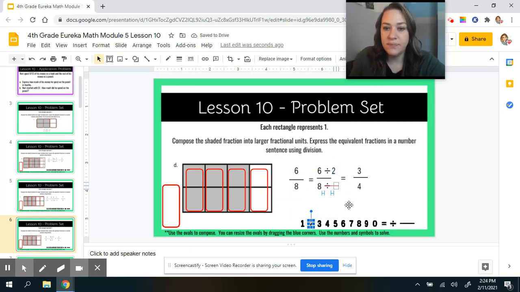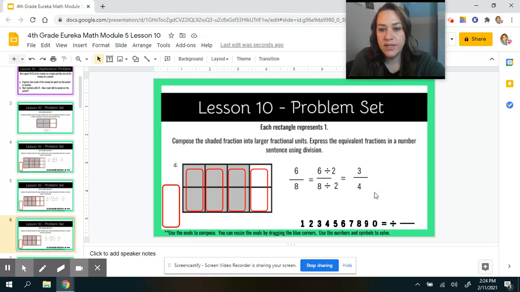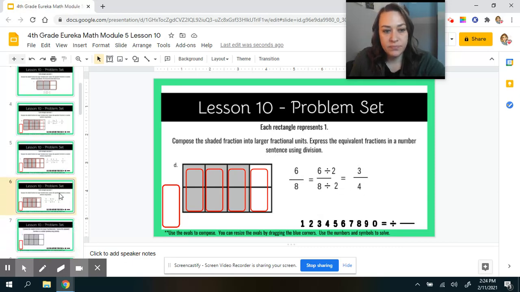Okay, we know that 6/8, well, if I divide by 2, we're breaking it in half, gives me 3. 8 divided by 2 is 4. So 6/8 is equivalent to 3/4. All right, we're going to do one more for today.